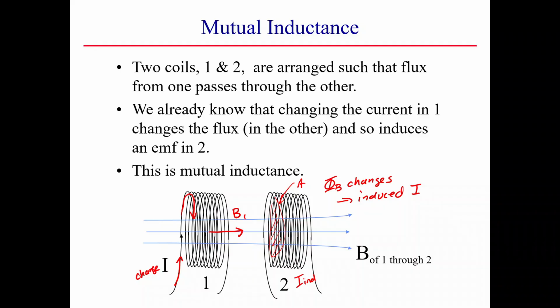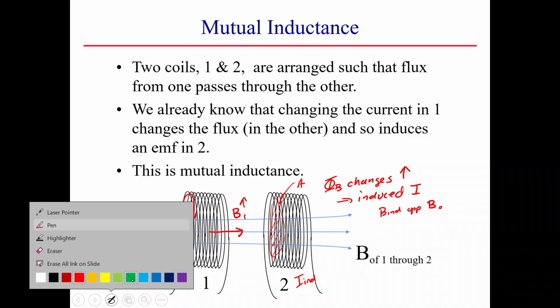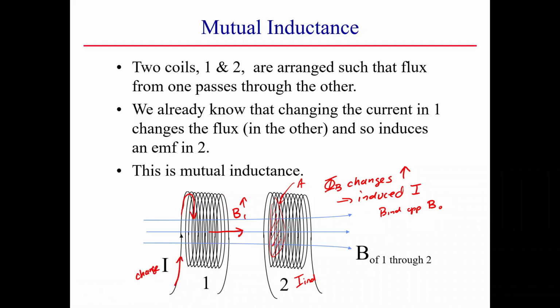Let's say that our magnetic flux increased. We increased the strength of B1, so our flux increased there. Well, I'm going to need a flux that opposes the change. So my B induced must be in the opposite direction of B0, in this case B1. So I'm going to get an induced magnetic field in this wire that is in the opposite direction. That's then going to create a current in this wire that is in the other direction.